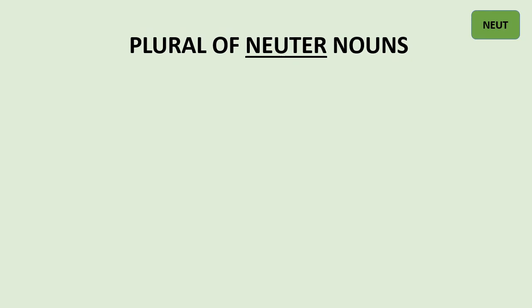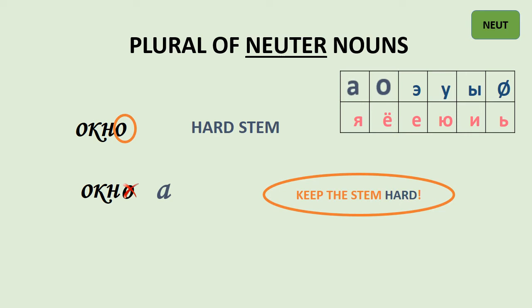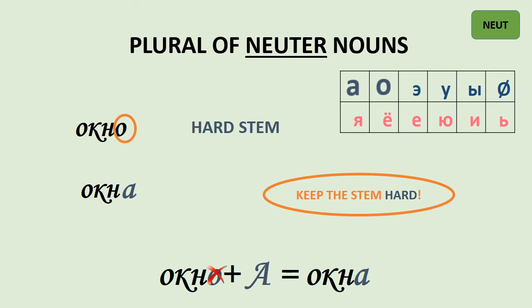Finally, let's take a look at plural versions of neuter nouns. Окно, window, ends in o, so the stem is hard. We get rid of o and add an a in order to make it plural and keep the stem hard, getting окна. The stress switches to the stem here. Окно minus o plus a equals окна.